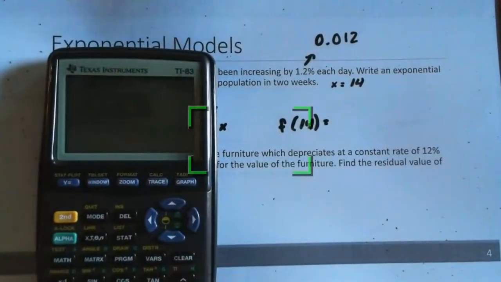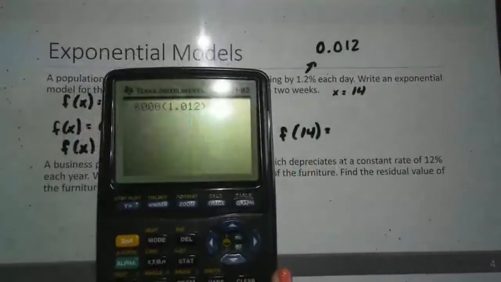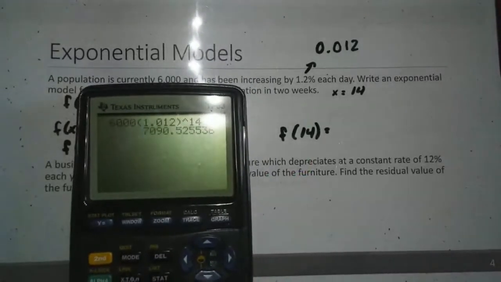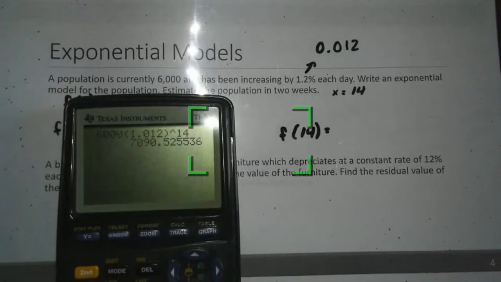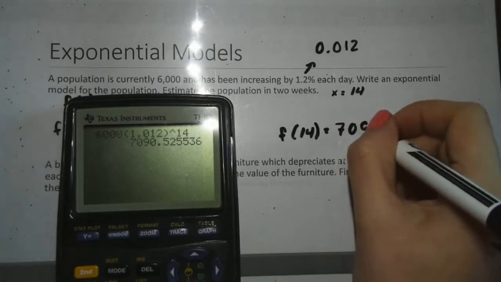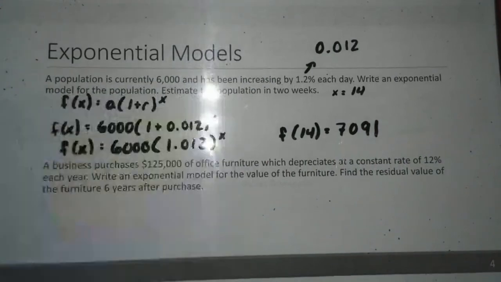That's showing up really dark. Let's see if we can turn on a light. A little bit better. So 6,000 times 1.012 to the 14th, that's about 7,090.5255. Because we're talking about population and a number of people, let's take that to 7,091. So there will be approximately 7,091 people in 2 weeks.